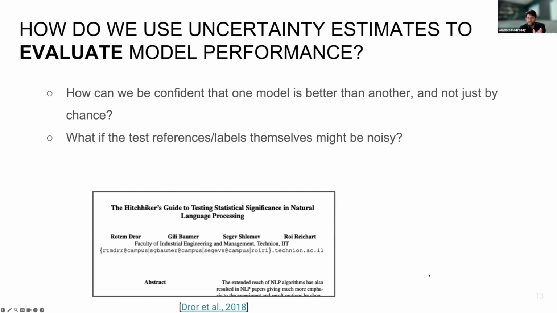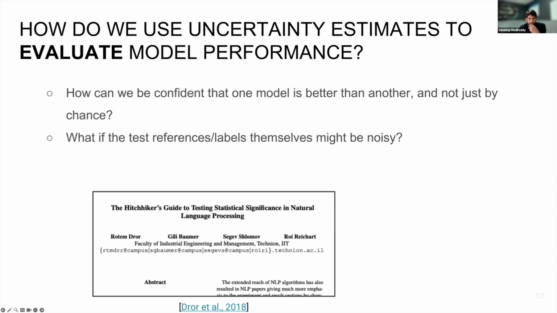So this calls into question, how can we be confident that one model is better than the other one, and not just by chance, if we are just trying to evaluate on a single metric? And what if the reference labels have also some noise in them, when you are looking at these fine-tuned models that are doing predictions on a specific task?